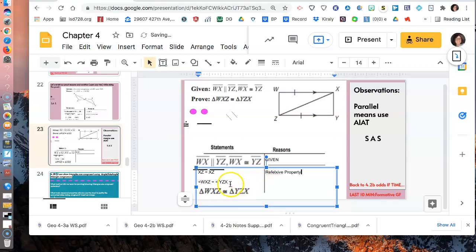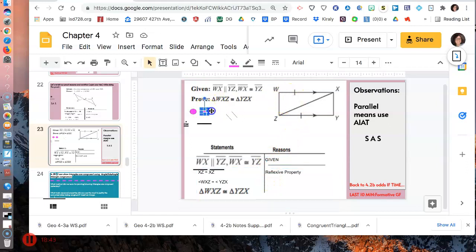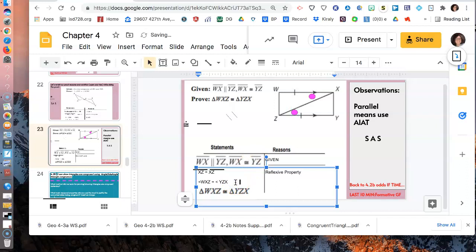When it butts up against each other, we say it's the reflexive property. You could just write reflexive. Now, our new one, not new, our new old one. It looks like I spelled reflexive wrong. Let's go fix that. Reflexive. All right. Why is angle WXZ with the pink dot the same as down here YZX? And it's because they're alternate interior angles. And you can write alternate int, you can go like this, alt int angles, or you can write alternate interior angle theorem. Either one is fine.